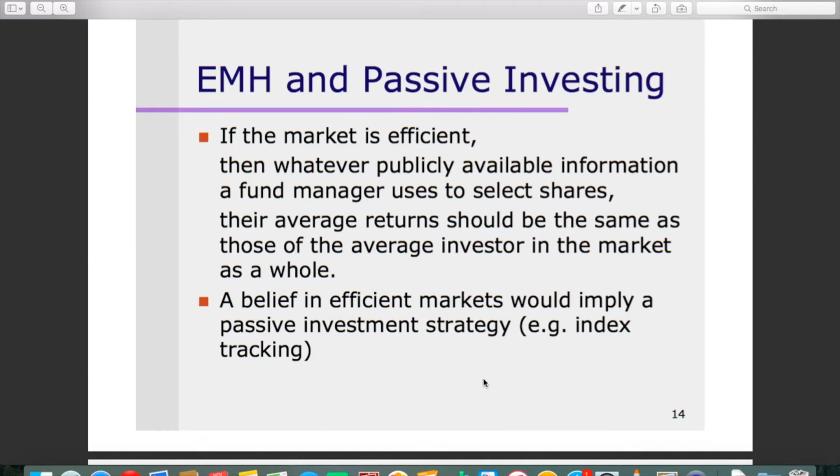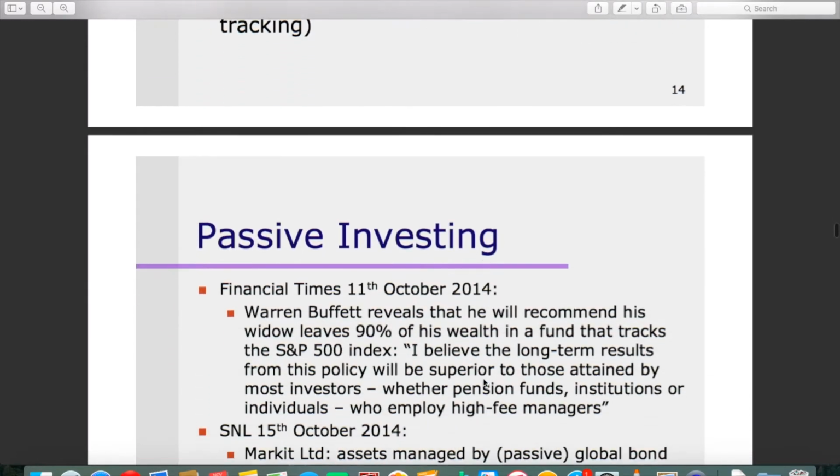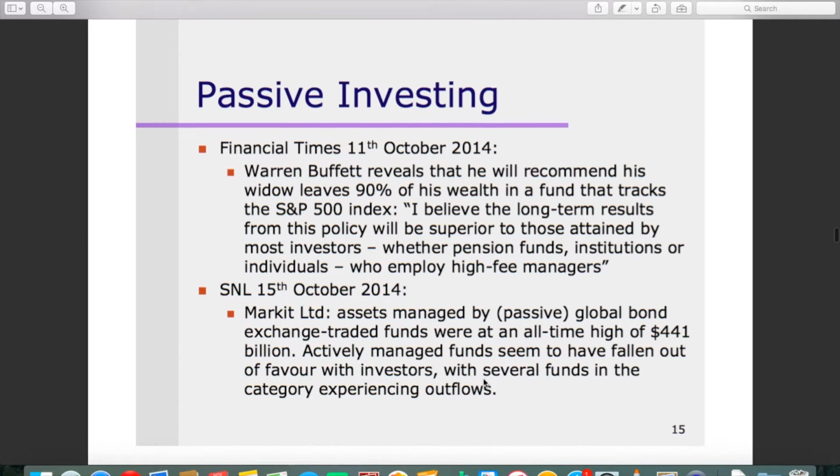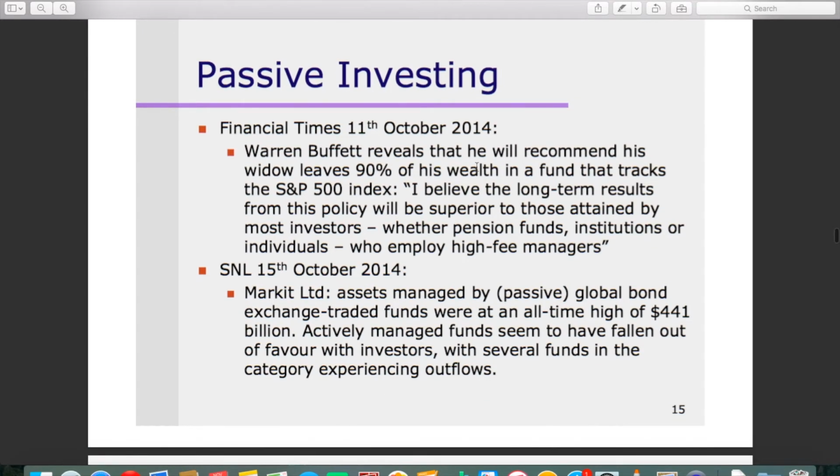Warren Buffett. Who's Warren Buffett? One of the richest guys. Yeah. I'm not sure where he ranks, but he's definitely in the top 10, isn't he? In the world, yeah? So, what does he think? He might know something about investing.